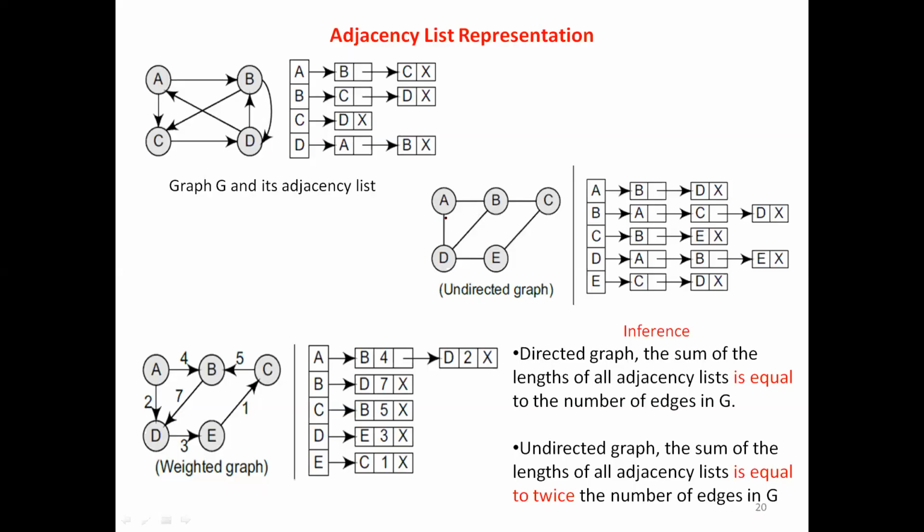You can look at the adjacency list representation. So you take this graph A. What is this graph? It is a directed unweighted graph. Keep it in mind. In case of a directed unweighted graph, we require only the key elements.